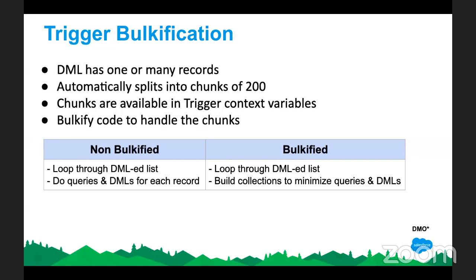Build collections to minimize the number of queries and DMLs. We have three kinds of collections: list, map, set. We should use these collections efficiently to build logic such that we can minimize the queries and DMLs. And this is the bulkified way of coding. So I said there are chunks of 200 records. I will just show you a very simple example to see if you can understand this.